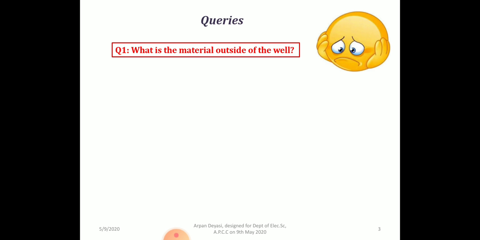Let's think about the very known factor: what will be the material outside the well? We know the inside material may be silicon, maybe gallium arsenide, maybe indium phosphide, maybe whatever, a semiconductor. But at that time, generally textbooks don't mention the outside material of the quantum well. Please think in more detail.